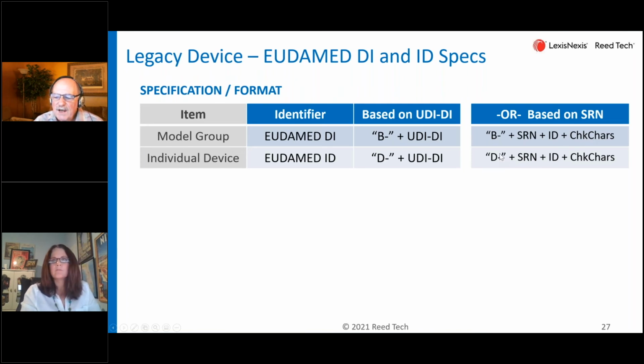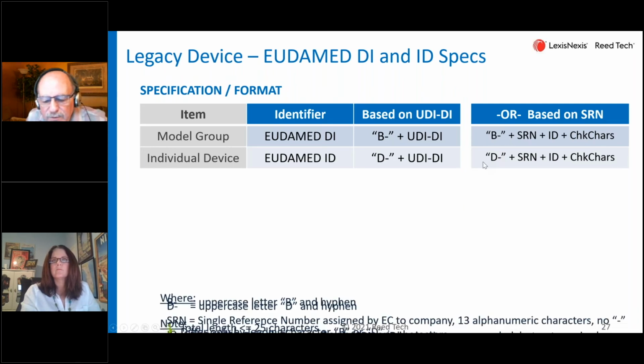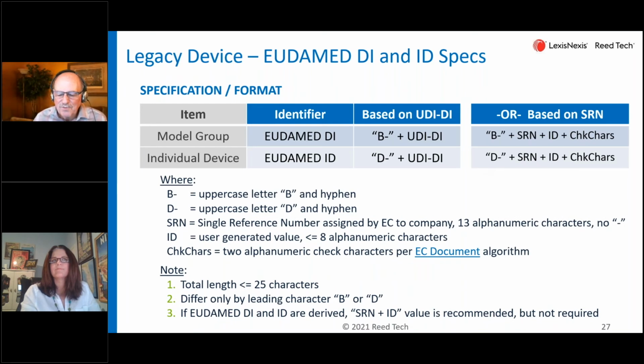And again, it'll always have the D dash in the front and a B dash in the front for the group. Now there's some other details here. I'll let you kind of work through this as a homework slide as to how this is actually constructed. The algorithms that I referred to there for the check characters, there is a European Commission document about how that actually works and how you can generate those. There's this requirement of these identifiers being 25 max characters in length, and they will only differ by B and D. And you do have this other option for basing it on an SRN.